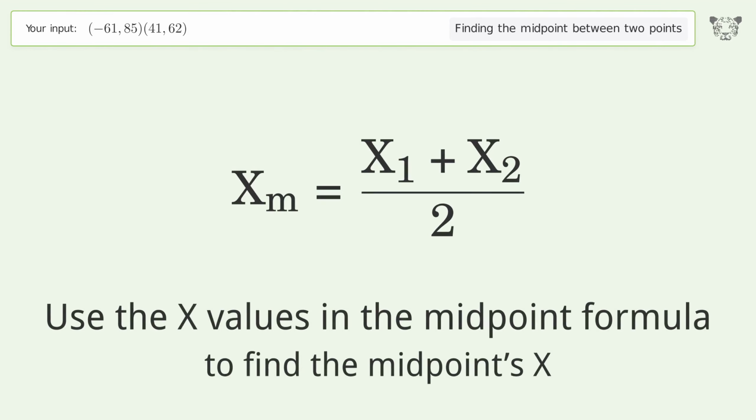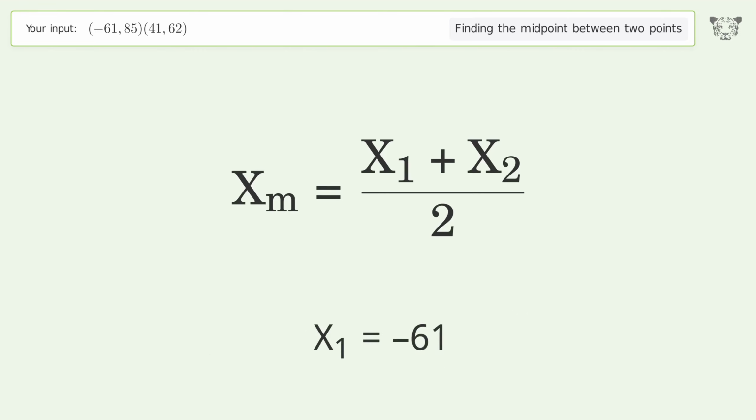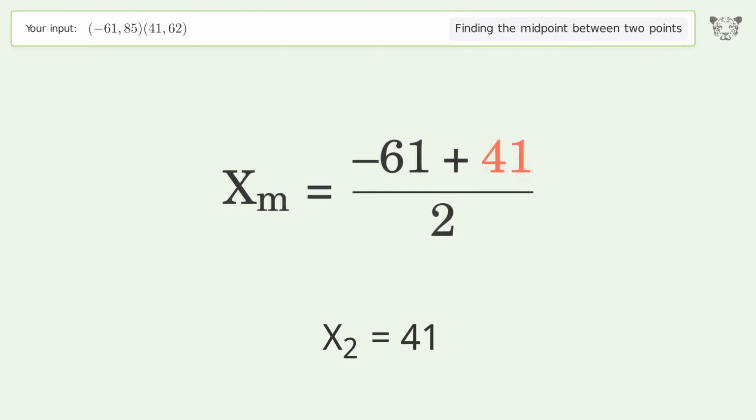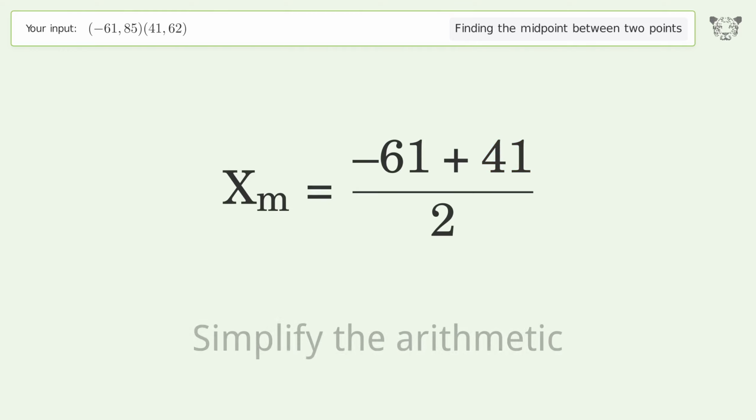Use the x values in the midpoint formula to find the midpoint's x. x1 equals -61. x2 equals 41. Simplify the arithmetic.